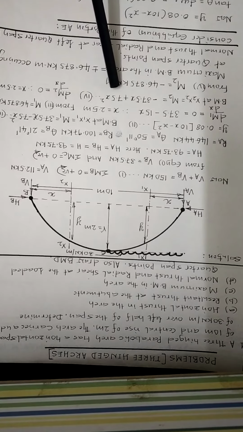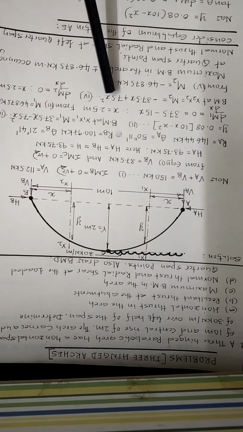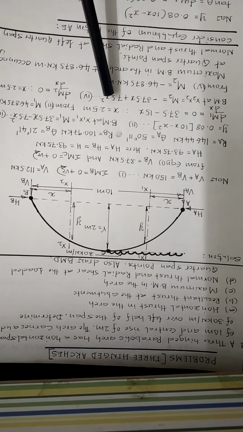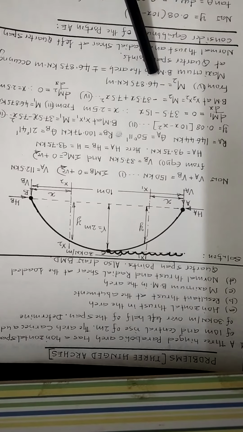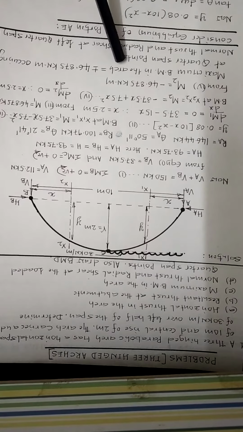From equation 4, for the bending moment M2 to be maximum, the necessary condition is that dM2/dx is equal to 0. Differentiate this equation and equate it to 0, solve for x, which works out to be 2.5 meter. Now substituting this value of x in equation number 4, evaluate the magnitude of bending moment M2, that works out to be minus 46.875 kilonewton meter.